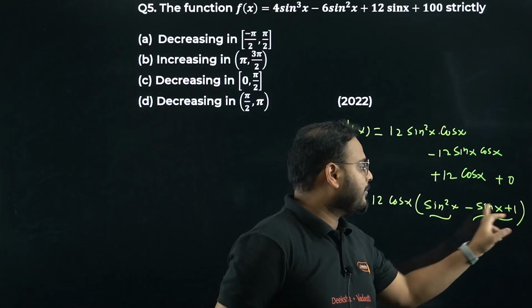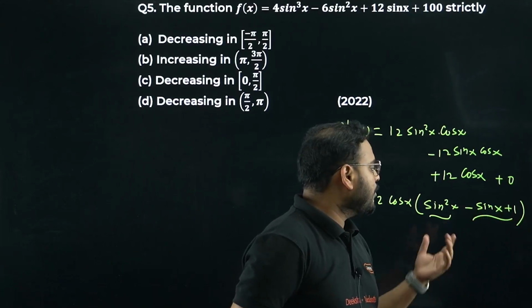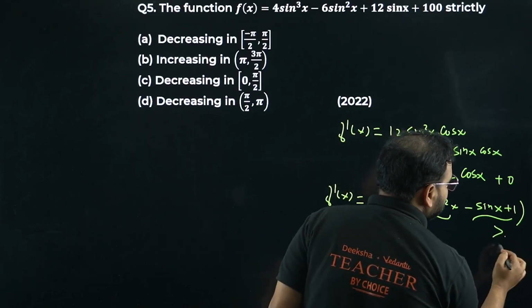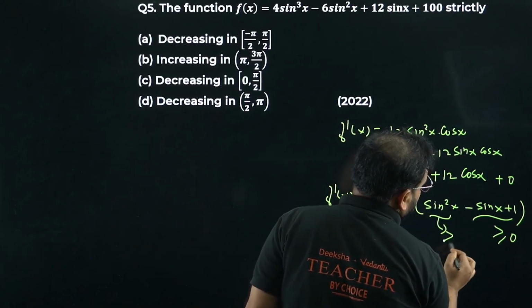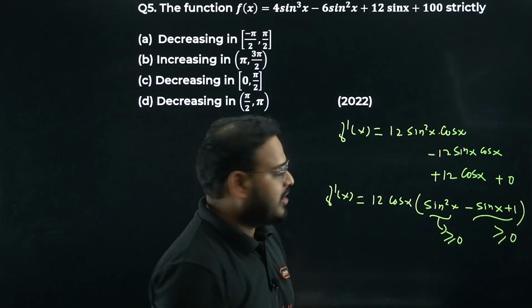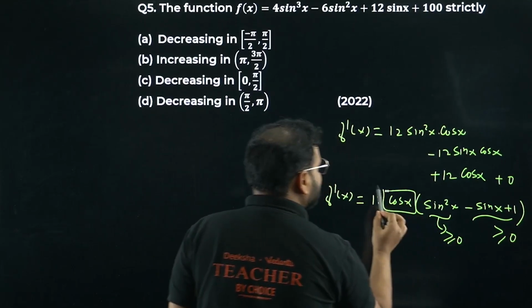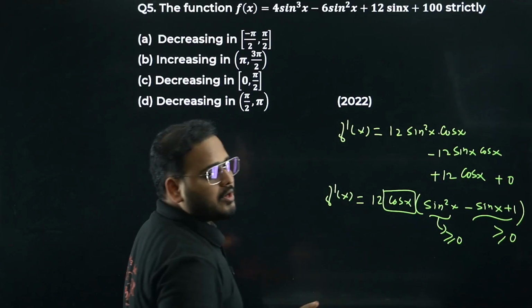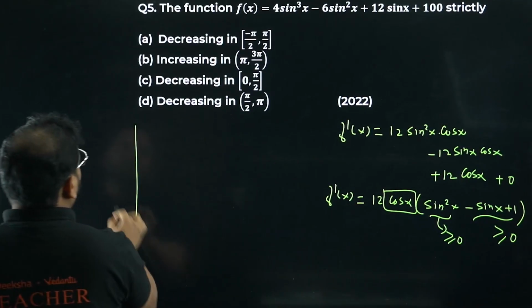It will become 1 minus 1. That part is 0, and this part will be always positive. So basically this is always greater than or equal to 0, and this also is always greater than or equal to 0. It means the sign change will be because of only the cos x part. So the sign of the derivative will depend upon cos x. Cos x curves you draw.